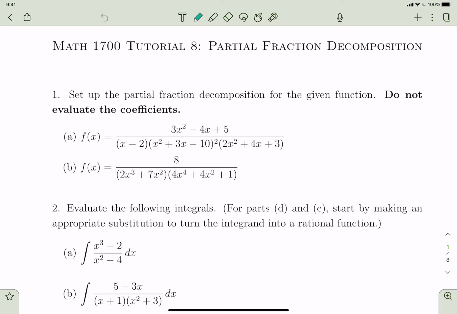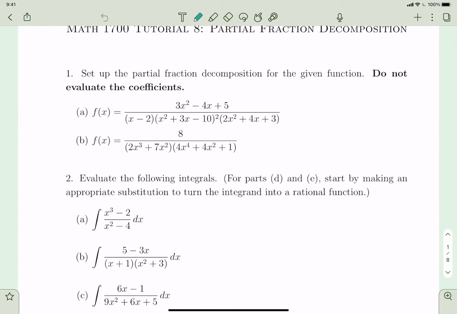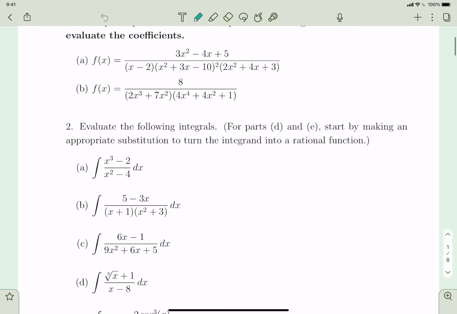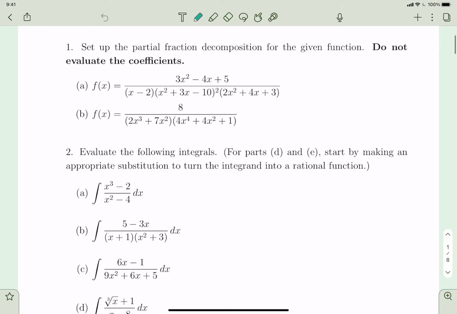So today we're gonna work on this worksheet number 8 about partial fraction decompositions. So we have two questions here. The first question is to set up the partial fraction decomposition, but we don't have to evaluate the actual coefficients. And for the second question, we need to work out the integrals. So now let's start with the first one here.